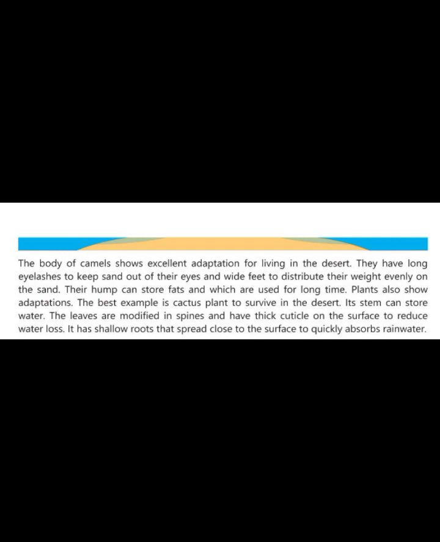Plants also show certain adaptations. The best example is the cactus plant, which survives in the desert. Its stem can store water. The leaves are modified into spines, and it has thick cuticles, which help it not to lose water. Just like humans have skin, other individuals have skin too. The cuticle of the cactus is strong enough not to let water go out of its skin. It will be conserving or saving water within itself.